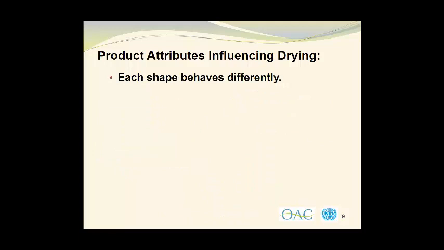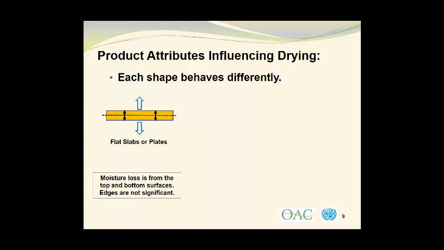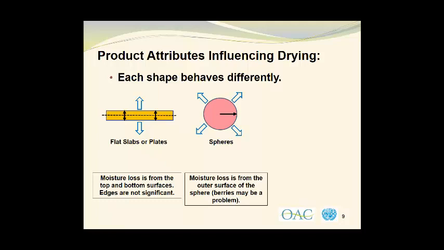Each shape behaves differently. In the case of flat slabs or plates, water travels from the middle of the slice to the surface where it is evaporated. Moisture loss is from the top and bottom surfaces, and the edges are not significant in the overall scheme of things. In the case of spheres, we have moisture traveling from the center of the sphere to the outside surface, where it is then evaporated. So moisture loss is from the outer surface of the sphere, but berries may be a problem due to the waxy skin that many of them have.